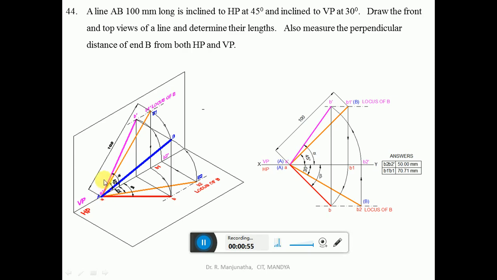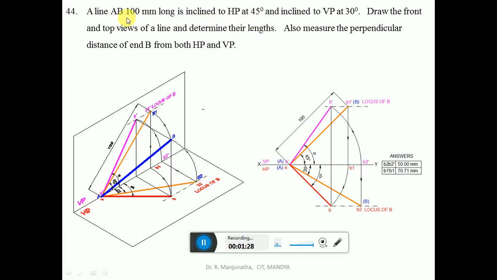If it is above HP and in front of VP by certain distances, then naturally the length of this will also increase. Since no dimension has been given for that, we have to consider that end A is in both HP and VP. Now, first we mark a point here, and mark this point as capital A and also small a dash. Because A is in HP, it is A dash, and because A is in VP, it is A.